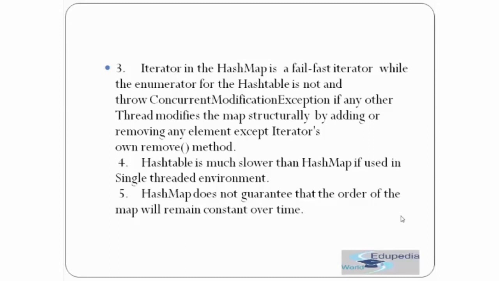Fine. Another is that Hashtable is much slower than HashMap if used in a single threaded environment. Why so? Because it does synchronization. Synchronization automatically makes your code slow because it will only allow one thread to go through the code at once, thus making your system and code slow. Fine. Another difference is that HashMap does not guarantee that the order of the map will remain constant over time. That guarantee cannot be given because HashMap doesn't store the order. Okay, so this is the final difference.